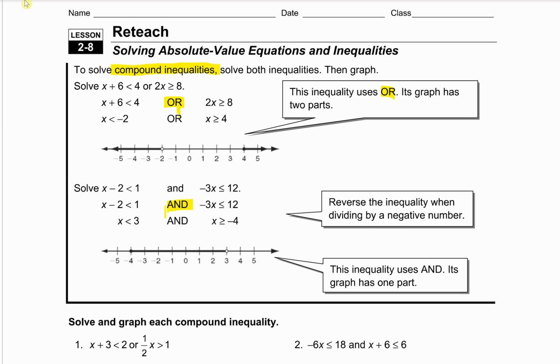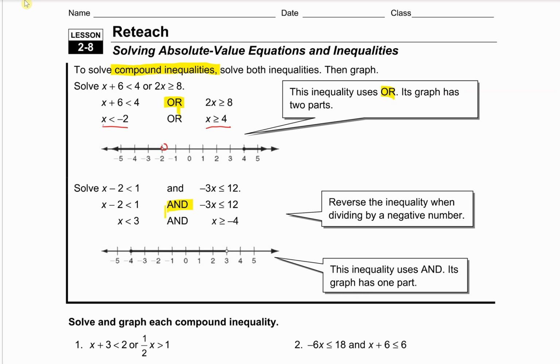So what I mean is this. Let's look at this example here. We have x plus 6 is less than 4. So we end up solving, we get x is less than negative 2. We have 2x is greater than or equal to 8. And when we solve that, we get x is greater than or equal to 4. There aren't any numbers that work for both of these, right? You're either less than negative 2 or you're greater than or equal to 4. You're not both. It's impossible. So that's what creates this or situation. It's either this or that. Can't be both.